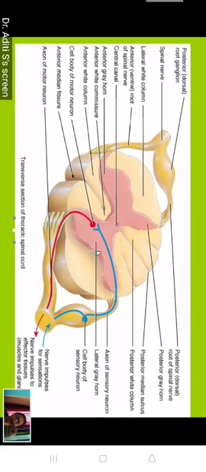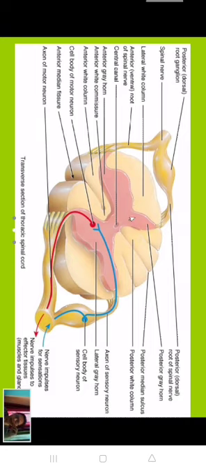And between T1 to L2 segments, not all segments of the spinal cord, only T1 to L2, there is also a lateral horn. It is not shown here, but lateral horn cells are present, shown as a small short extension between T1 to L2. From the lateral horn cells, the preganglionic sympathetic fibers arise. So the cell bodies of preganglionic sympathetic fibers are present in the lateral horn cells of the spinal cord.